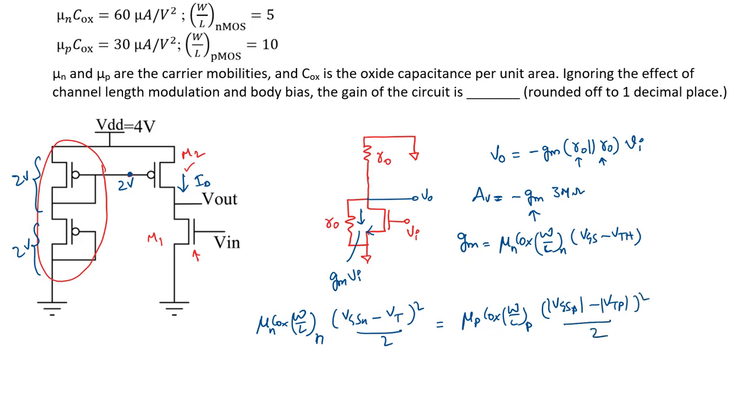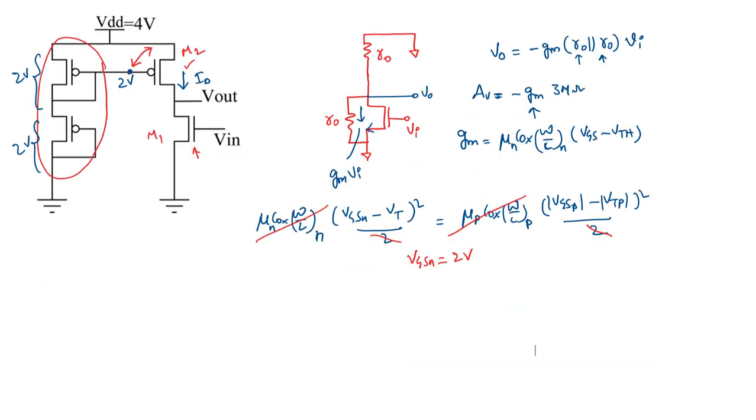We know mu N Cox W by L of N is equal to mu P Cox W by L of P. So hence we can cancel both of them and the 2 here. So if this has to be equal, which means VGS N should be equal to VGS P magnitude. VGS P magnitude we know is 2 minus 4 magnitude, which is 2. Hence VGS N should be equal to 2 volts. Now we can find what is gm of the NMOS, which is mu N Cox W by L of N times VGS minus VT. As we know, VGS N is 2 volts, 2 minus 1 is 1 volt.